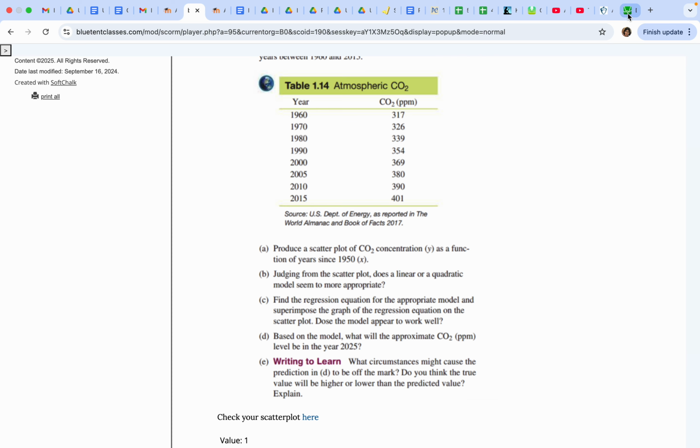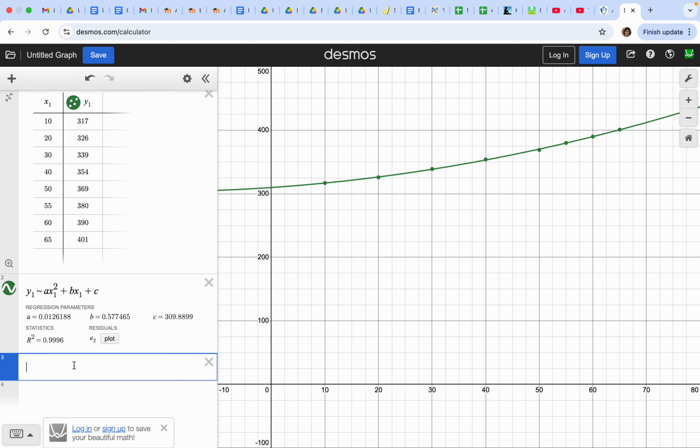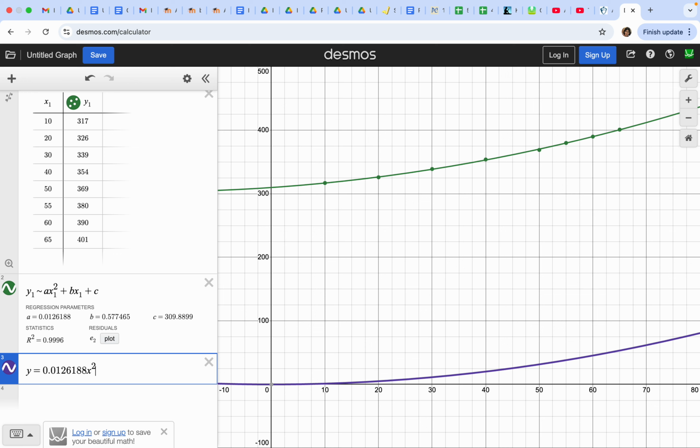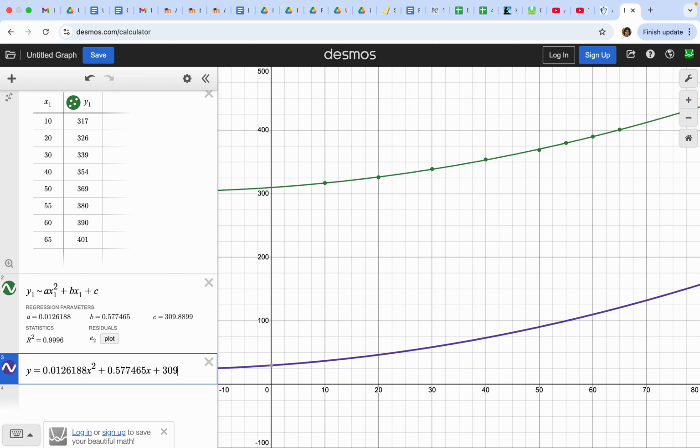Let's go here. We decided that this one is better, so we're going to get rid of that one. What does this mean here? This means we have y equals, here's our value of a, 0.012618. You could probably get okay with rounding it, that's a super crazy accurate decimal. So x squared, and then plus 0.577465x plus 309.899. And that overlaps, we see those two colors.